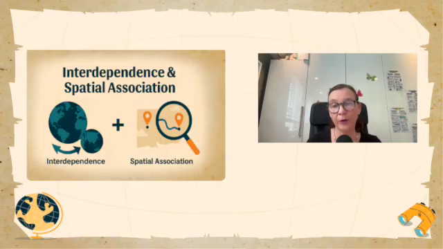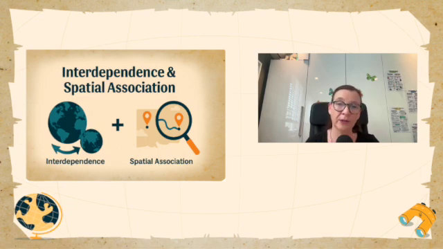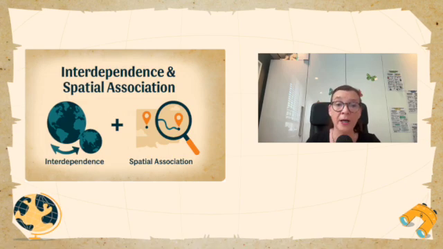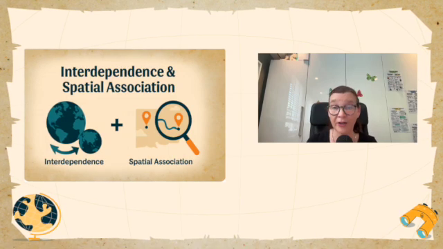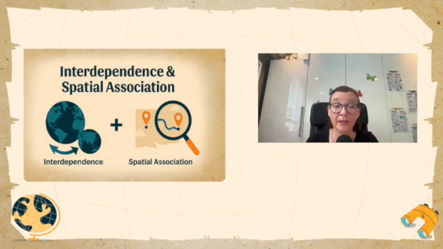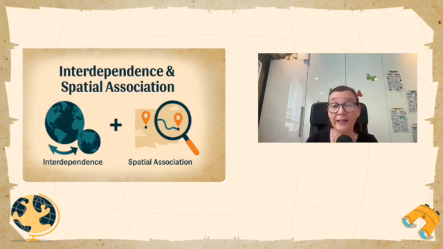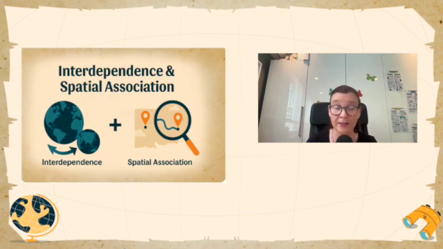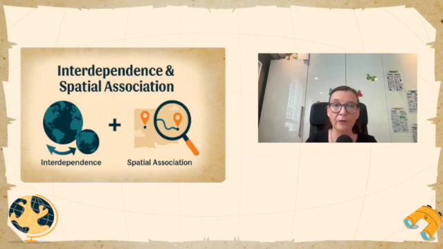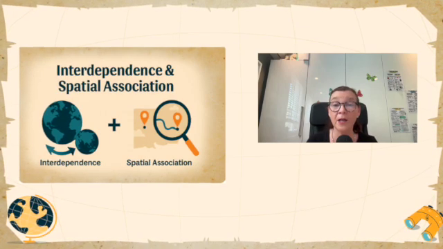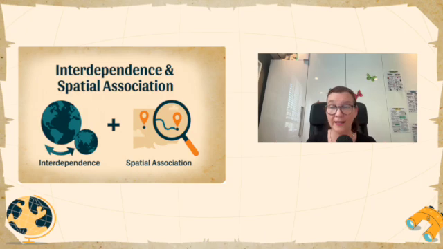Two other really important concepts in geography are interdependence and spatial association. Interdependence is when places or regions rely on each other for things like resources, services, labor, or information. So for example, oil-rich countries like Saudi Arabia export energy, while industrial countries like Japan rely on that energy to run their factories and transport systems. This shows how global and regional connections create a reliance on others for goods, knowledge, and support.